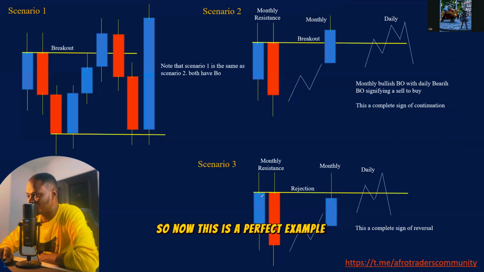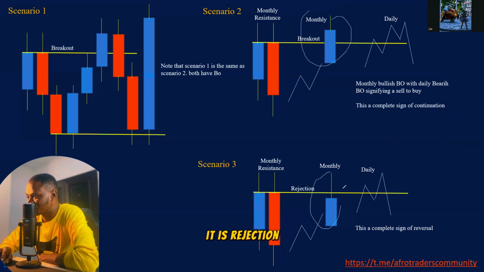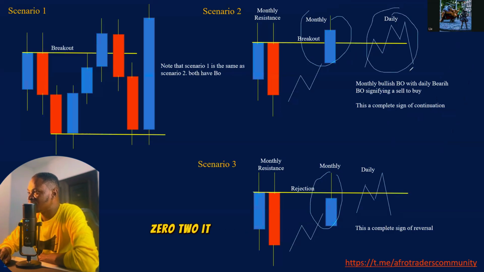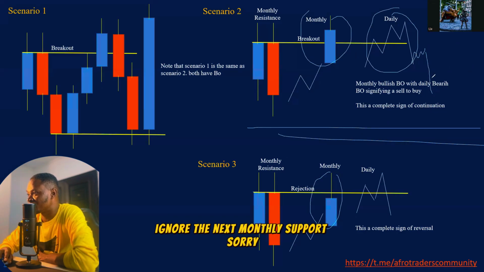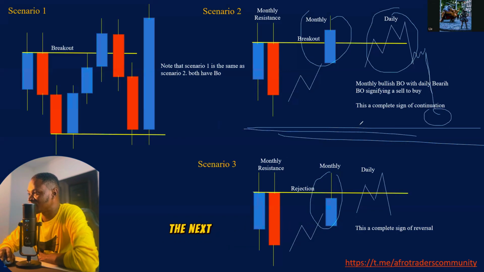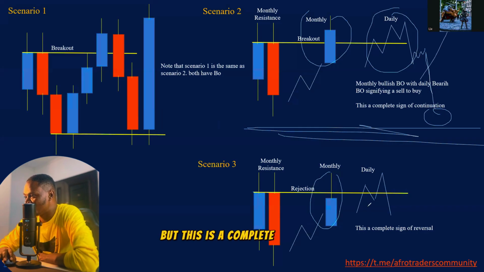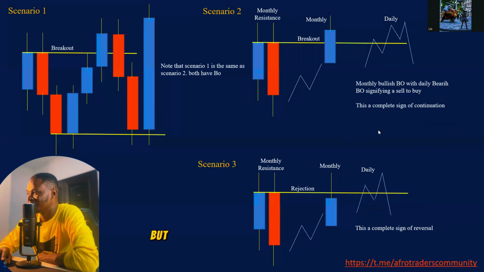So now this is the perfect example. Here monthly is what? Rejection. Instead of breakout, it is rejection. So because it is rejection and the daily is also a breakout, this is a complete reversal. In scenario 2, it is even likely that this sell will not reach the next monthly support. It may not reach the bottom here, the next target, and then continue flying. But this is a complete reversal, so that is the difference. I don't know if you understand me, but this is it.